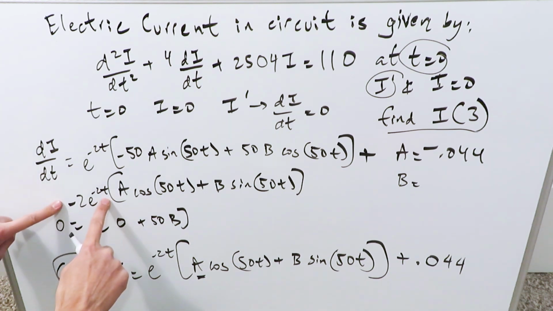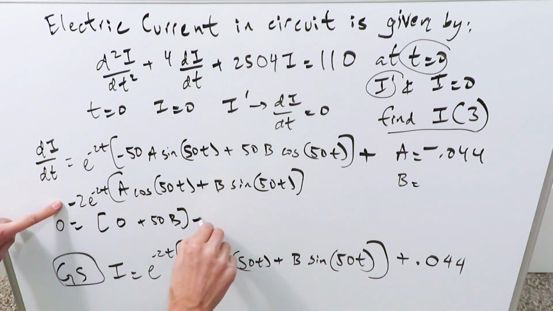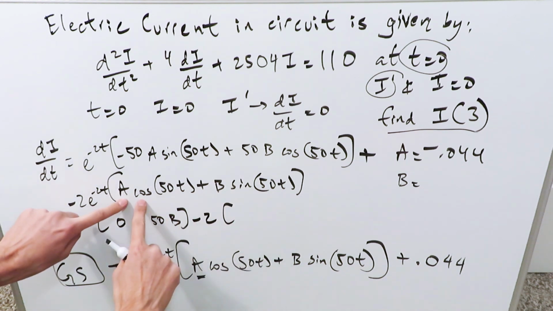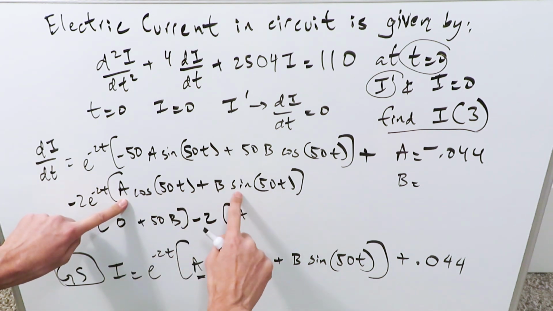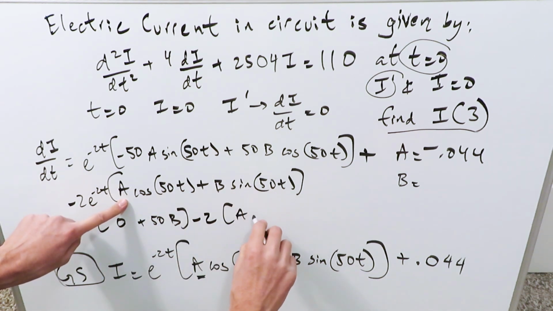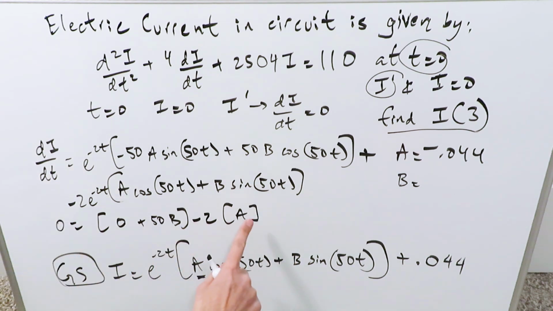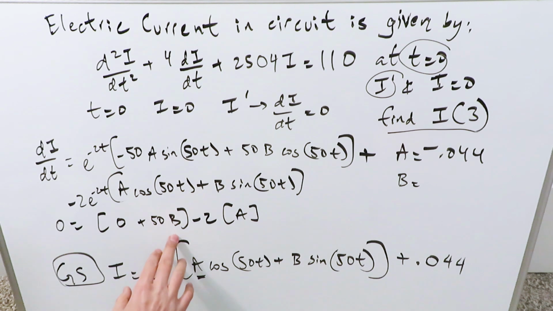T value of 0, this becomes here a minus 2. Then you have cosine of 0, you have a over here. Then you have a sine of 0, and that b goes away. This is what you have to evaluate, but you know you have the value of a, which is minus 0.044, and you're solving here for b.